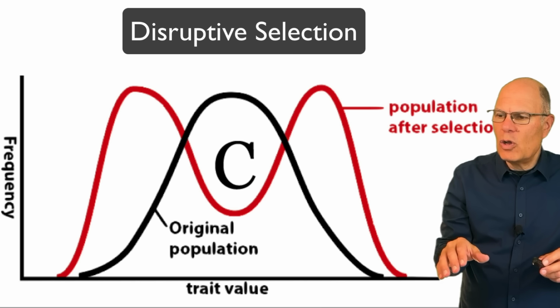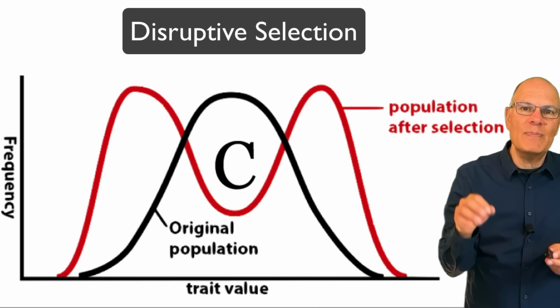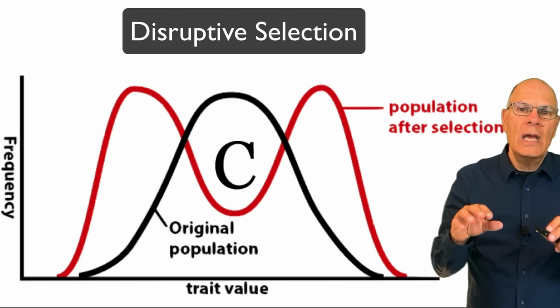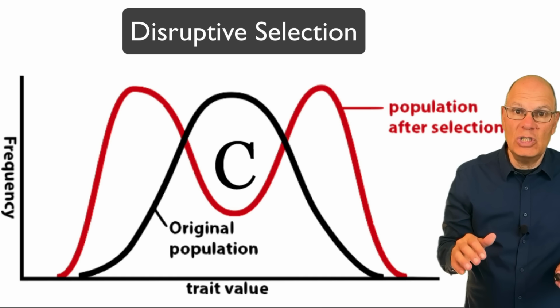The third type is called disruptive selection. If you can imagine a scenario where the average phenotype is maladaptive, then there'd be selection for the two extremes. It would kind of split the population into two.